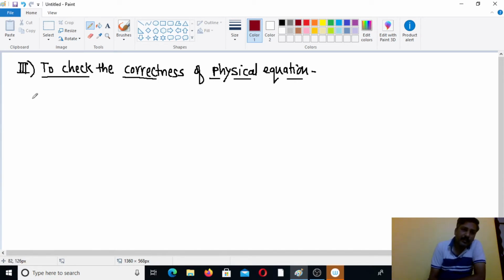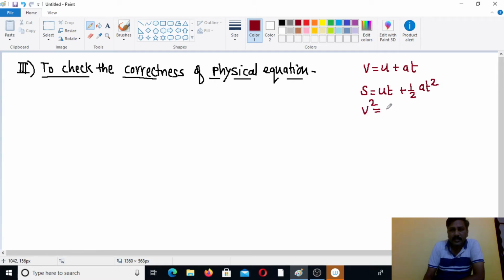For example, there are three kinematical equations. The first kinematical equation is V equals U plus AT. The second kinematical equation is S equals UT plus half of AT square. And the third kinematical equation is V square equals U square plus 2AS. Now here we have to find out the correctness of the physical equation. I will take the second kinematical equation as an example.